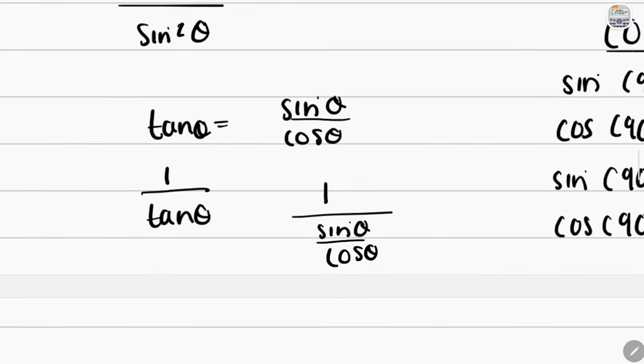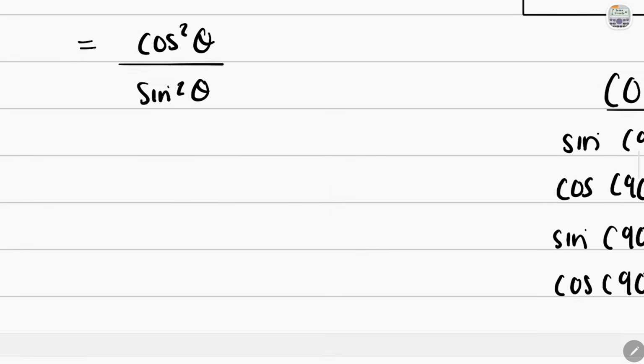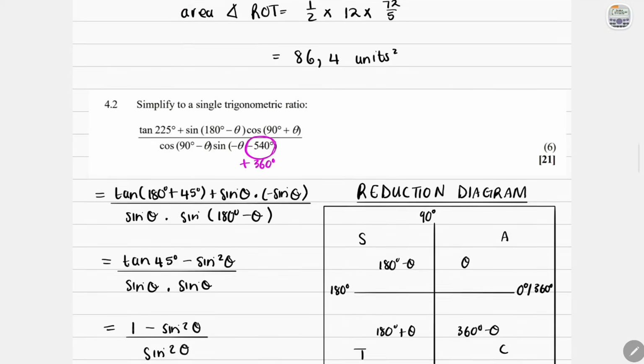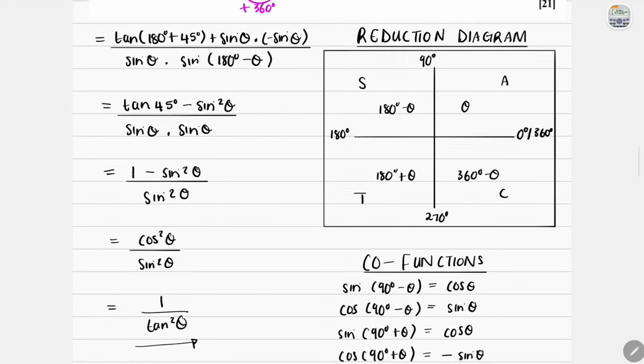So that is why at the end of the day, cos squared theta over sine squared theta is actually equal to 1 over tan squared theta. And that is our answer. And that is it for this question. And that is it for question 4.